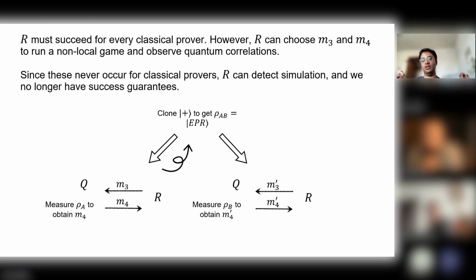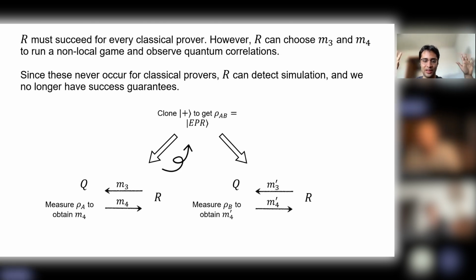Then what a cloner could be doing is taking this ket plus and giving you a clone that is EPR, and the verifier, because it always accepts, is going to accept both halves. And now what is happening is R can say measure one half of the EPR in this basis, M3, and in that basis, M3 prime, and get correlations which are running the CHSH game.